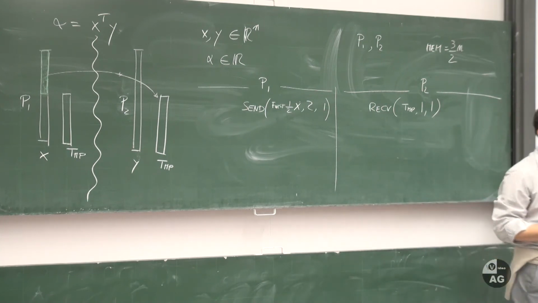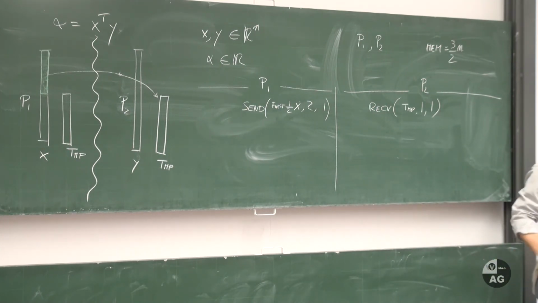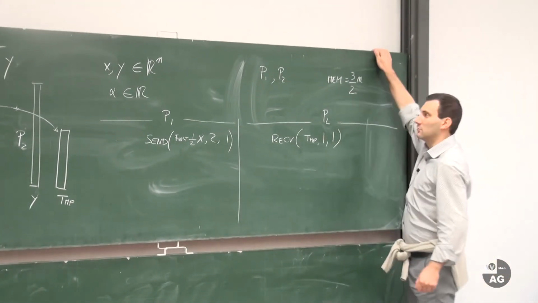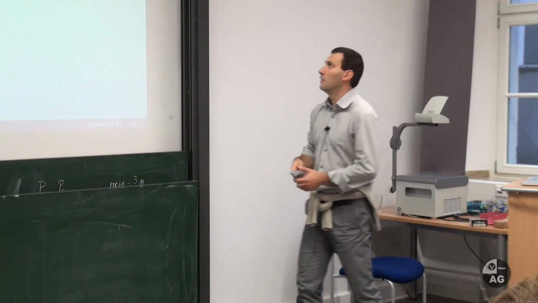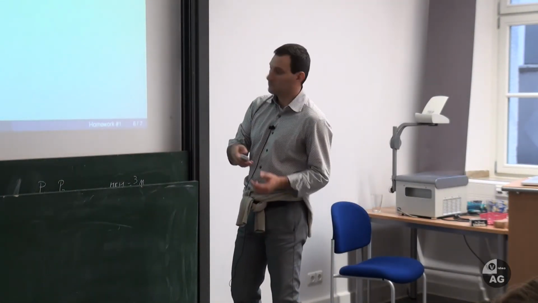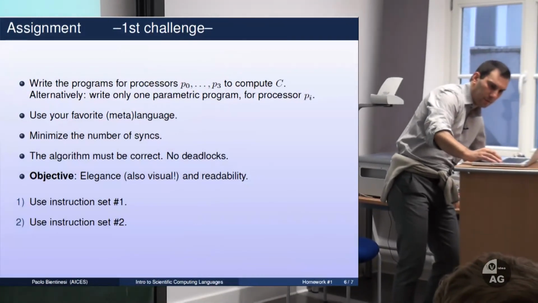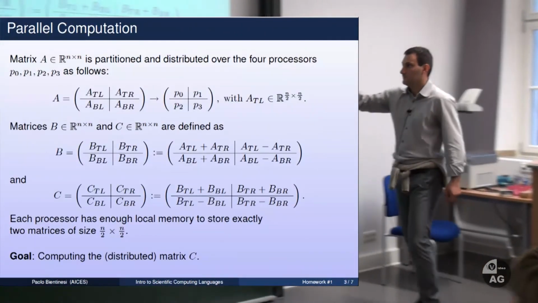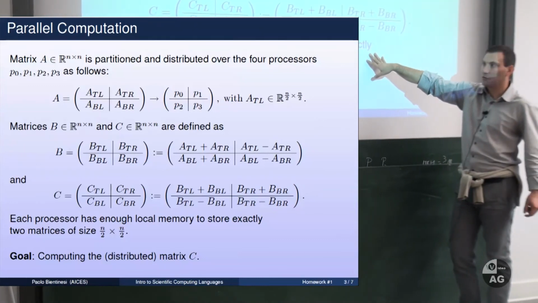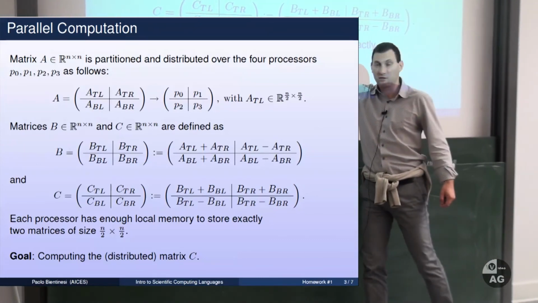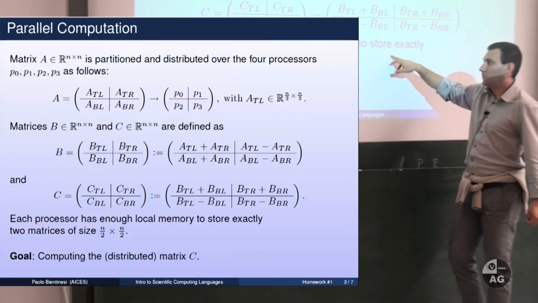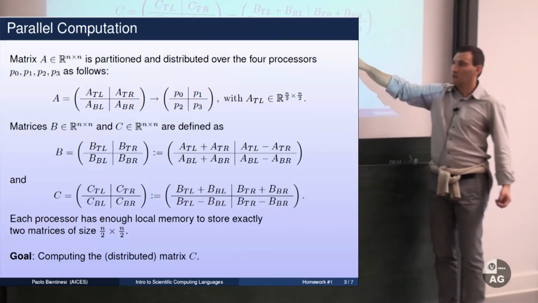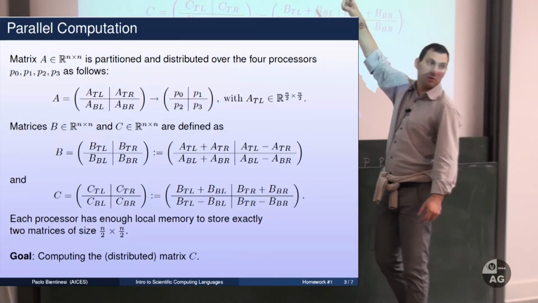Okay, so that's... Question about the homework assignment then. Do our processes also have some kind of buffer available? Yes, it's good that you mentioned. That's exactly. So you ask, not here. Each processor has enough local memory to store exactly 2 matrices of size n over 2 times n over 2. What does it mean? Each processor can store 2 of these blocks.